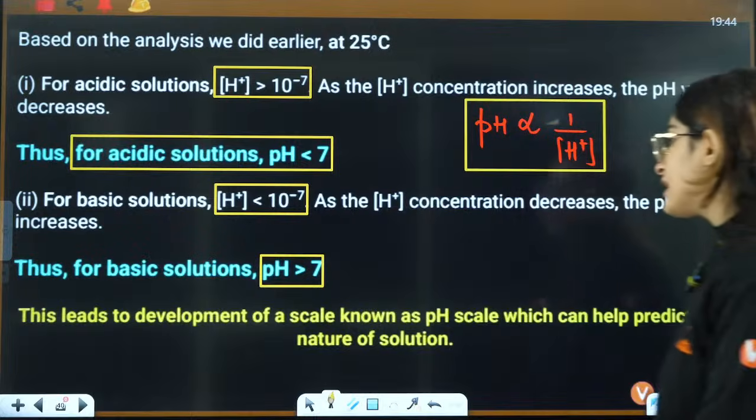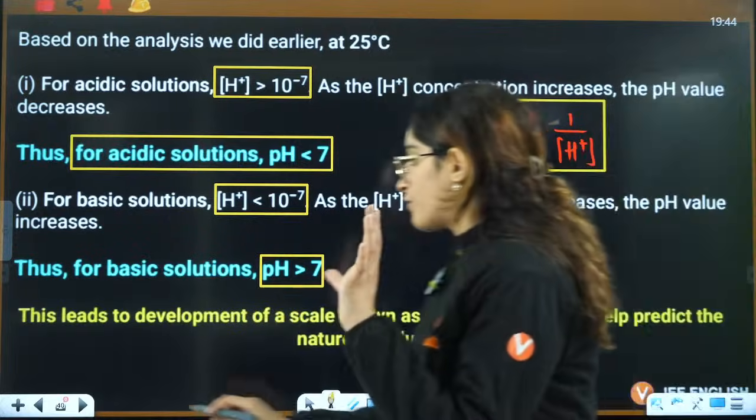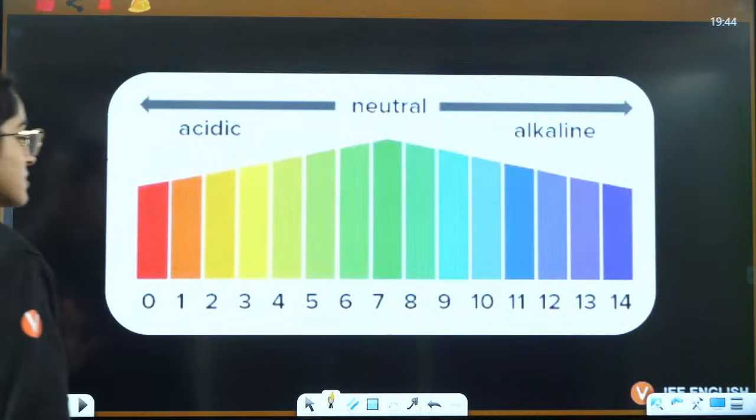Right, everybody? This leads to the development of a scale known as the pH scale, which can predict the nature of the solution. So if you see, this is the pH scale.